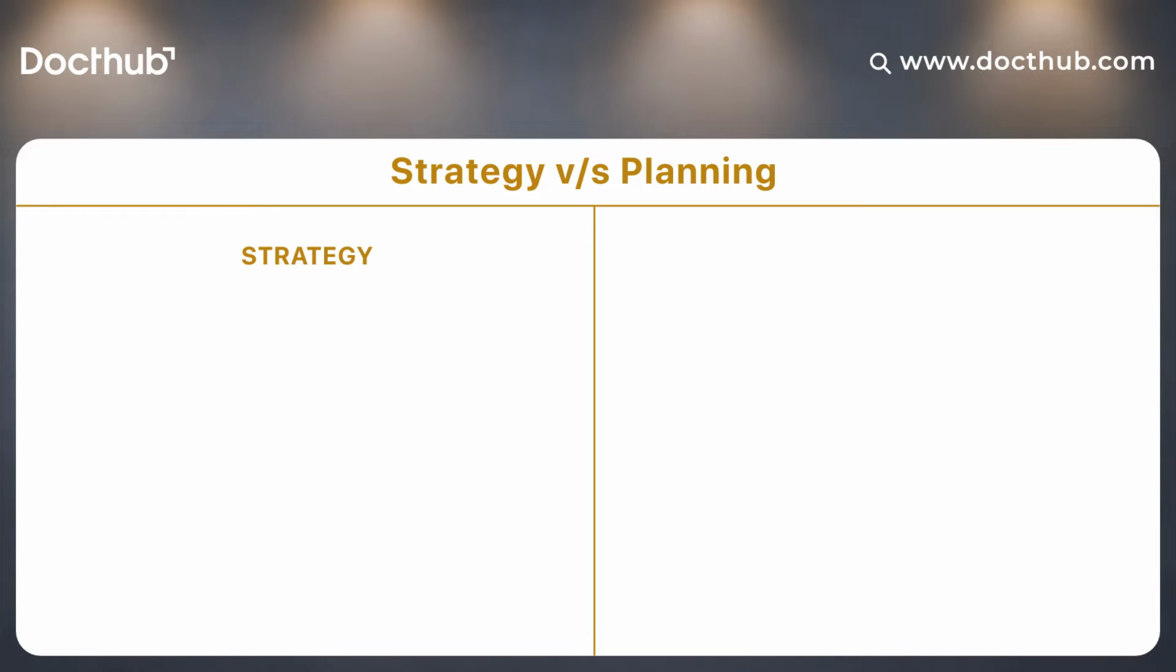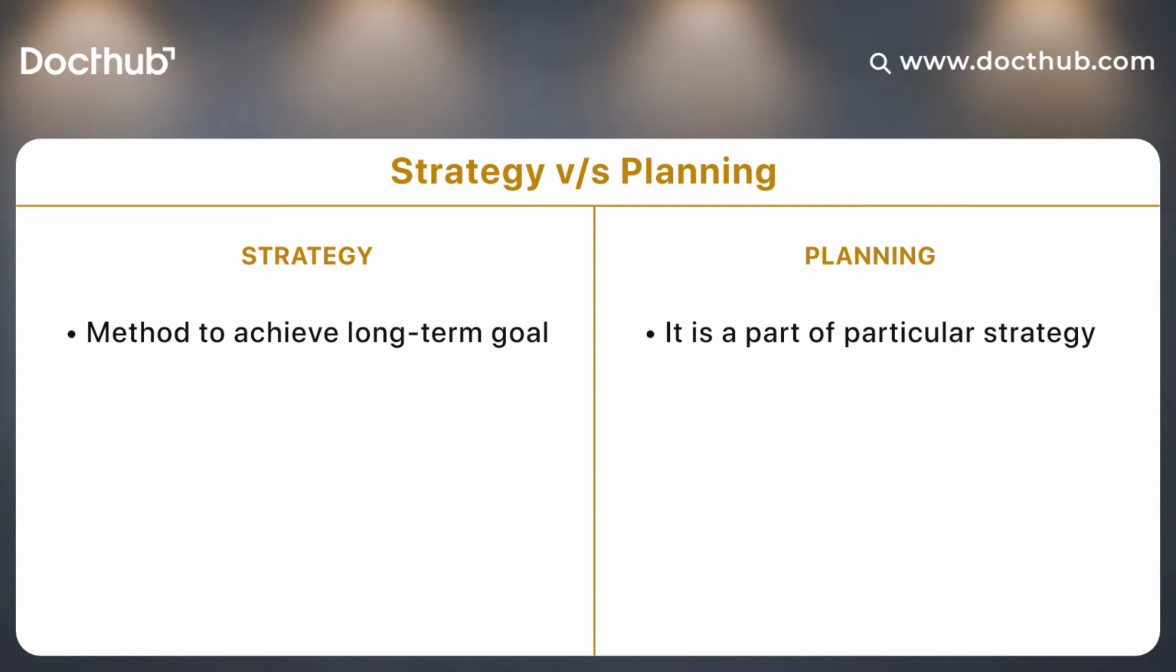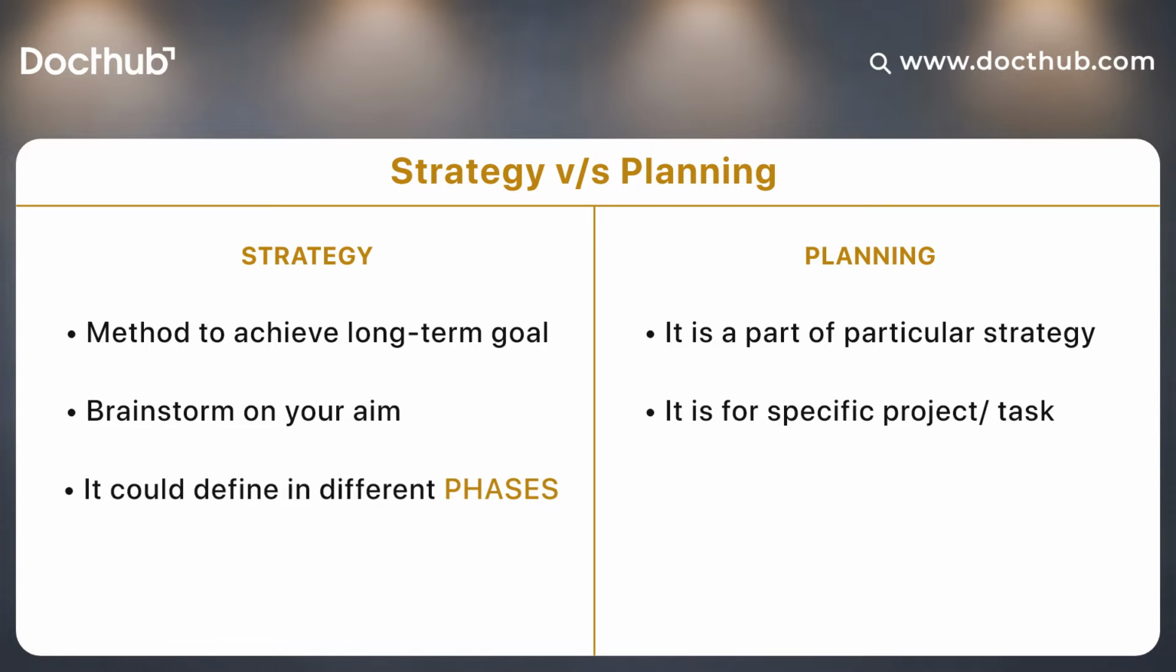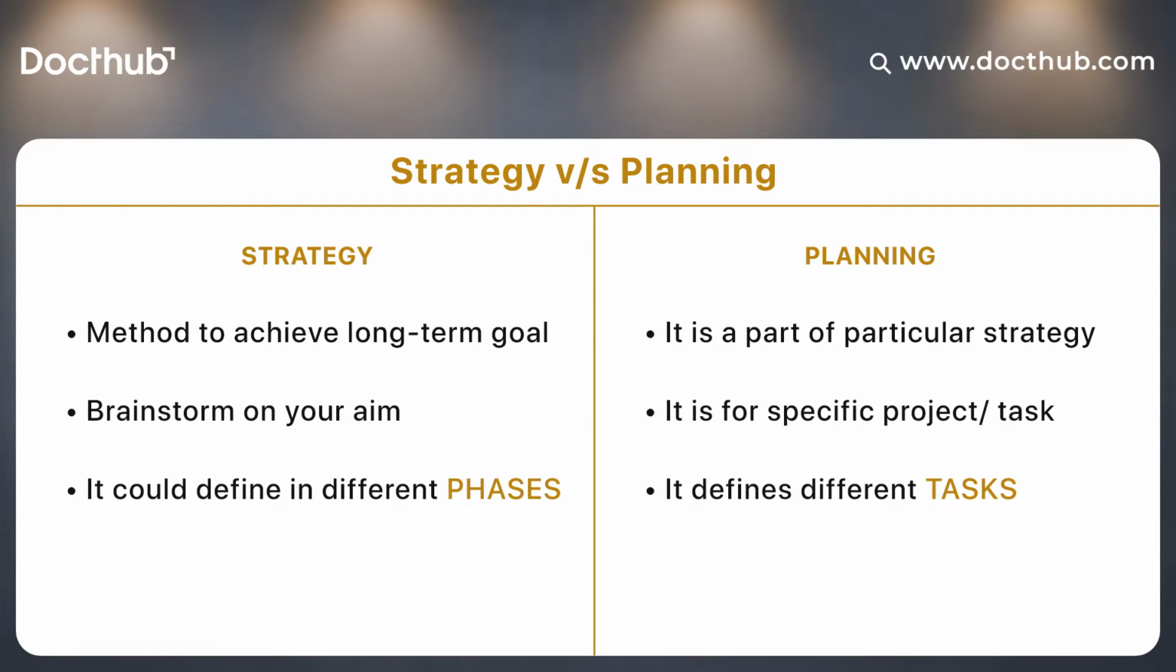We'll discuss. Let's see. Strategy versus planning. Strategy means the method to achieve a long-term goal, while planning is a part of a particular strategy, where you are planning particular tasks and projects. But strategy is different. While you are making a strategy for a long-term goal, or a strategy specific to a hospital project, you need to have a brainstorming. What is your aim for a particular project? You need to define that. And every strategy has different phases, and in each phase, you plan different tasks. So both are different things.